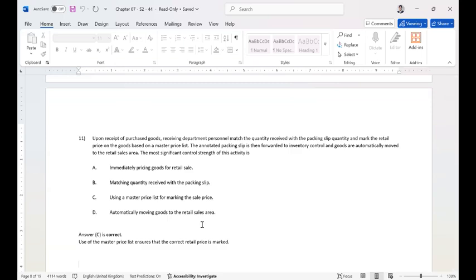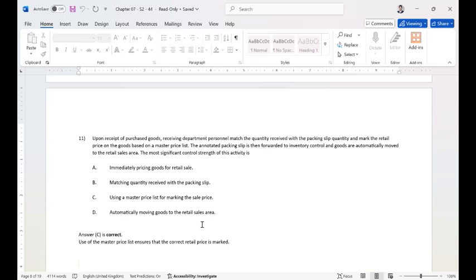Upon receipt of goods, the receiving department matches the quantity received with the packing slip quantity. So you count physically against the packing slip and mark the retail price on the goods based on a master price list. The annotated packing slip is then forwarded to inventory control and goods automatically move to the retail sales area.